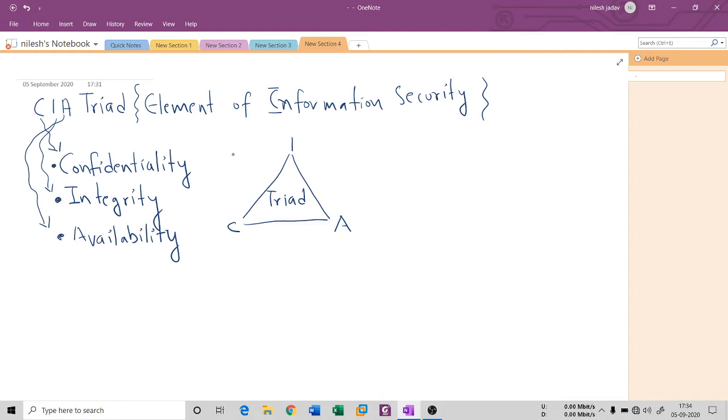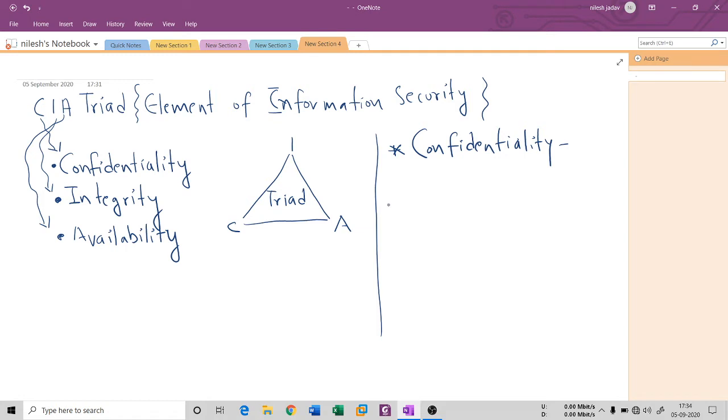Some people definitely know what confidentiality means, maybe integrity and availability, but let's understand it in a very deep manner. So the first thing here we need to understand is confidentiality. Well, what is this?